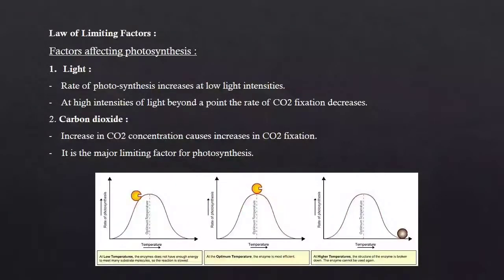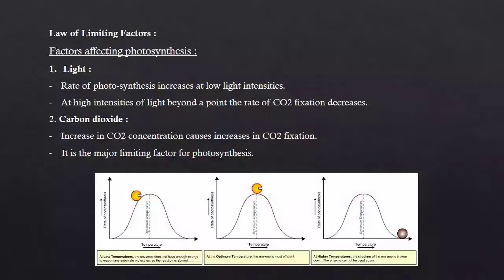Now let's move to the law of limiting factors, that is factors affecting photosynthesis. Let's see the first factor, that is light. The rate of photosynthesis increases at low light intensities. At high intensities of light beyond a point, the rate of CO2 fixation decreases. The second is carbon dioxide. An increase in carbon dioxide concentration causes an increase in carbon dioxide fixation. It is a major limiting factor for photosynthesis.